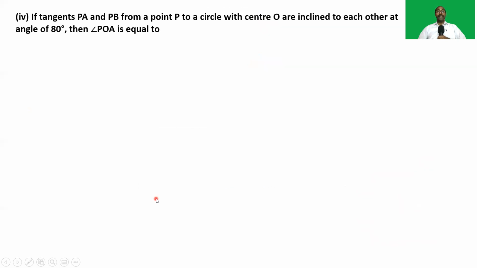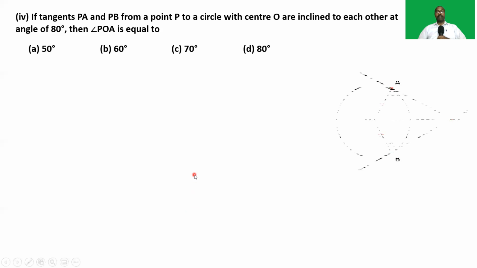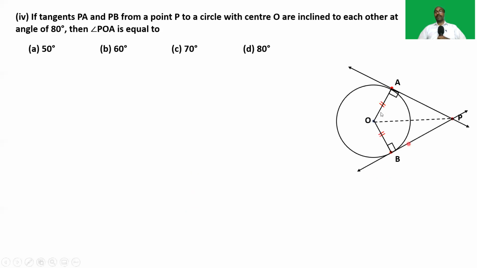Okay. So take the fourth one. If tangents PA and PB from a point P to a circle with center O are inclined to each other at an angle of 80 degrees, then angle POA is equal to: 50 degrees, 60 degrees, 70 degrees, or 80 degrees are the options given. So here the figure for the given problem is like this.